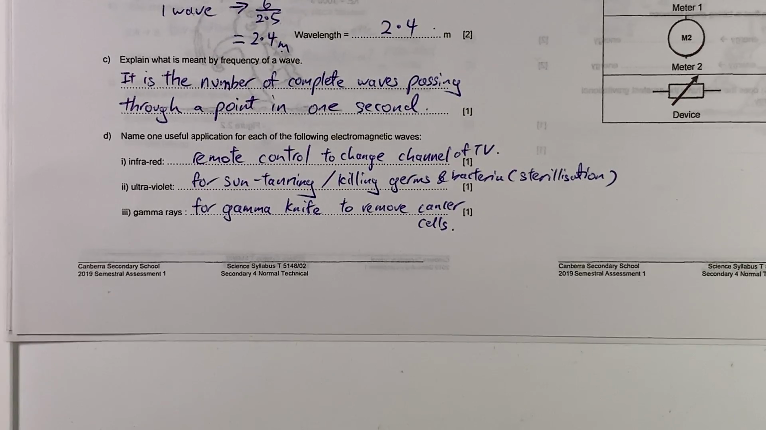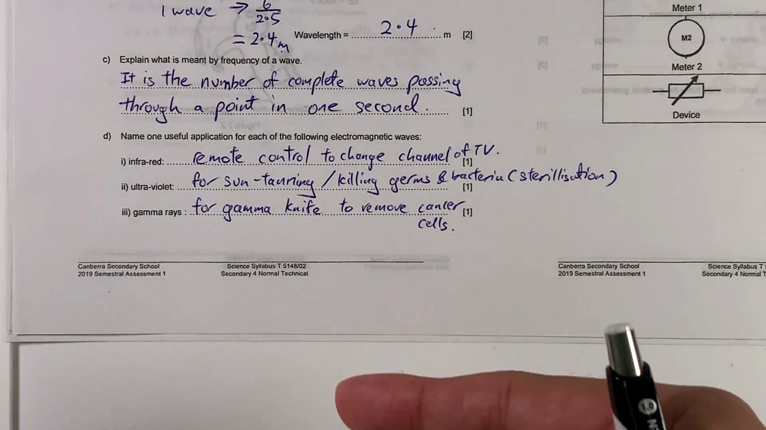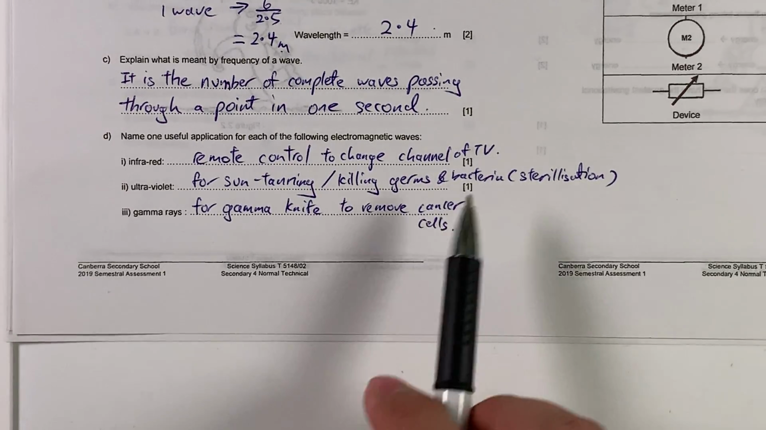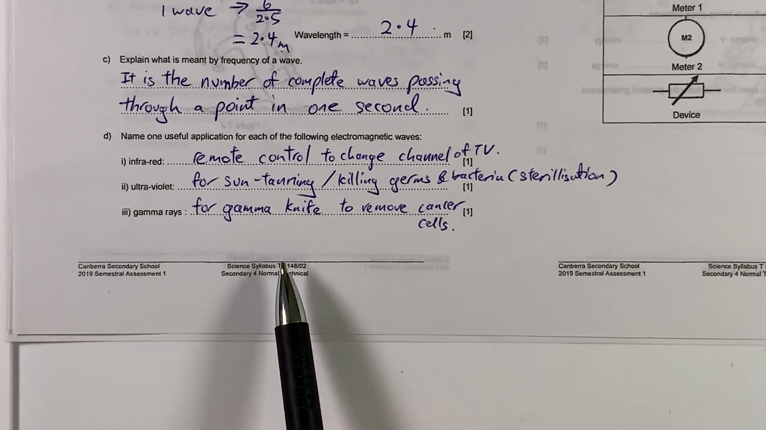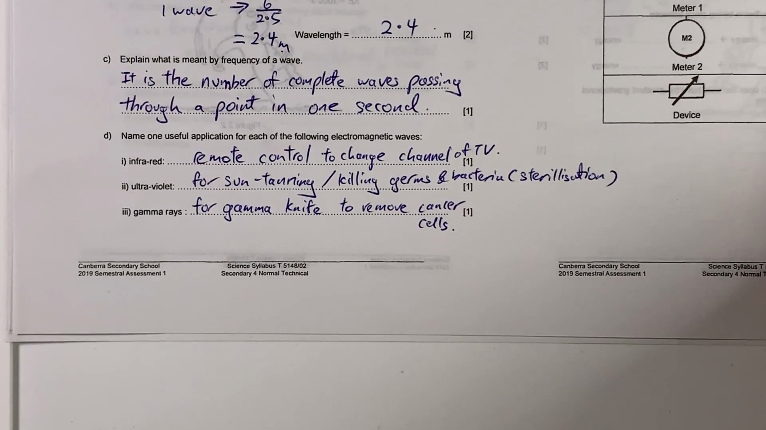Okay, last one, gamma rays. Gamma rays, generally we talk about gamma rays in two forms. One is to sterilize, sterilization again to kill germs and all that. The other one is to use a gamma knife for surgery to kill cancer cells.